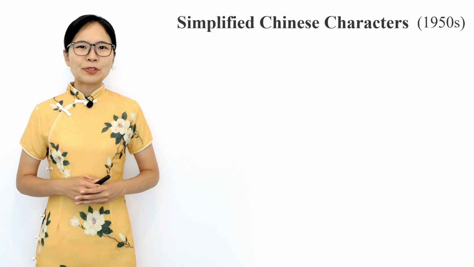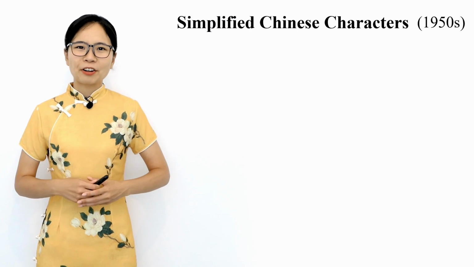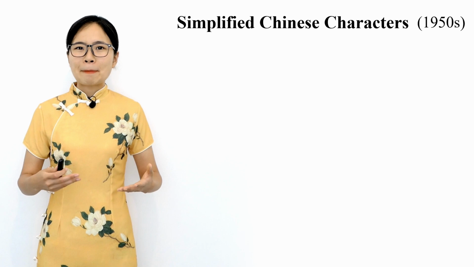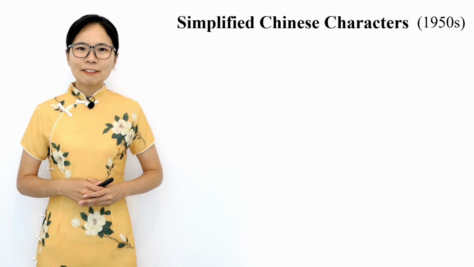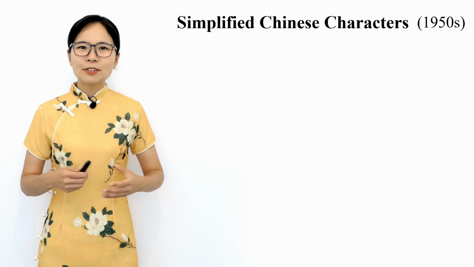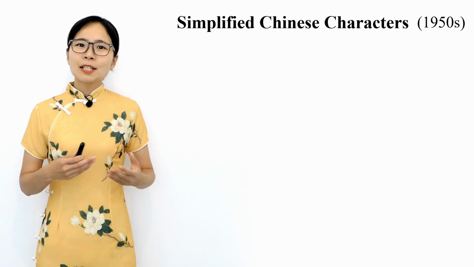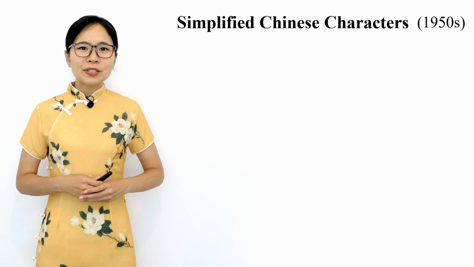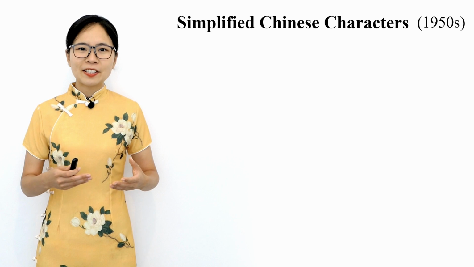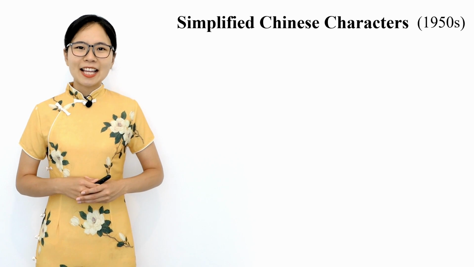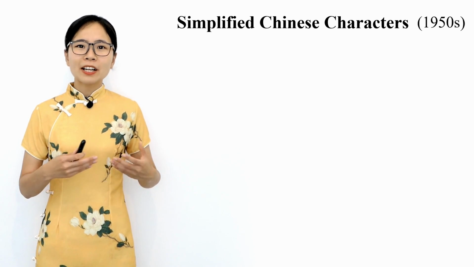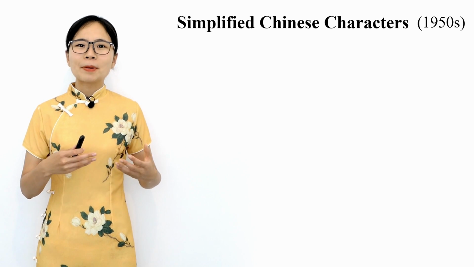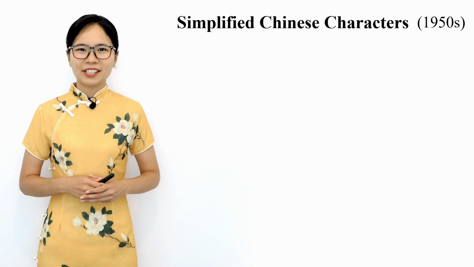The most recent change to Chinese characters is known as simplified Chinese characters, which were developed by mainland China starting in the 1950s to help improve literacy. Simplified Chinese characters reduce the number of strokes necessary to write a character and are often based on simpler historical characters or common shorthands for writing the characters.